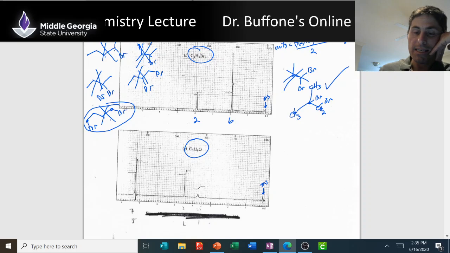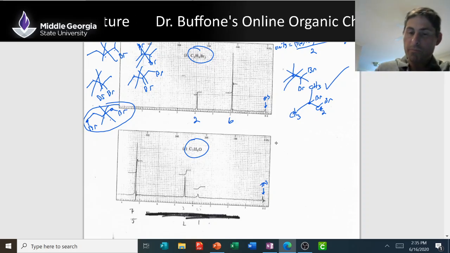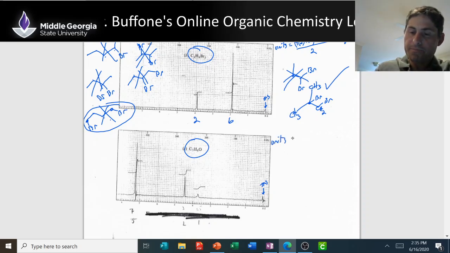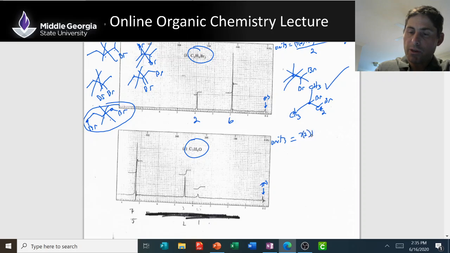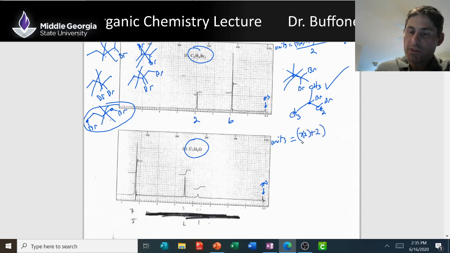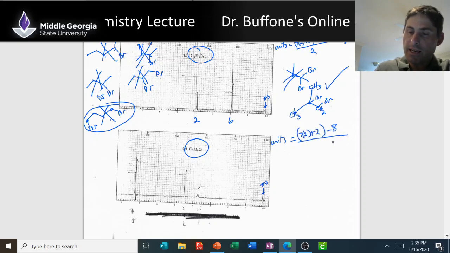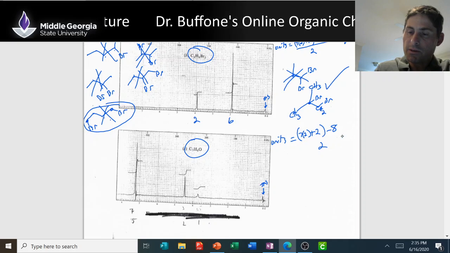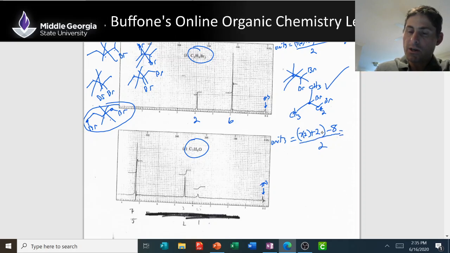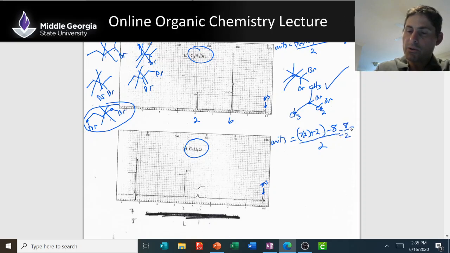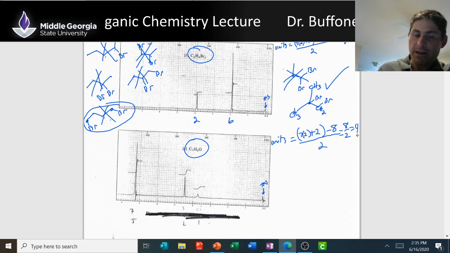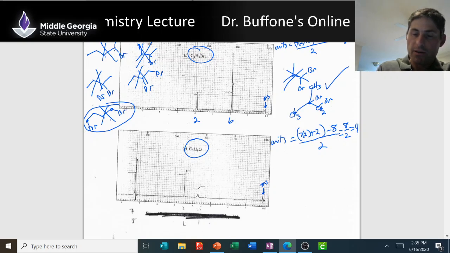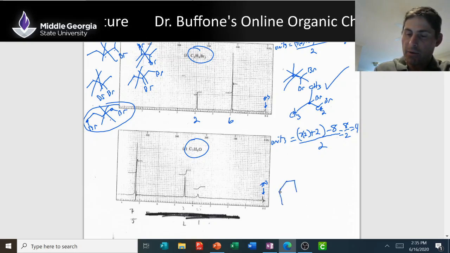Last one, C7H8O. So units, 7 times 2 plus 2. So that's 14, 16 minus 8 divided by 2. So that's 8 divided by 2 is 4. Is there an aromatic? Look at this. Yes, there is. So I'm thinking aromatic already.